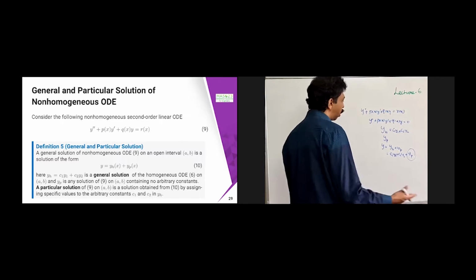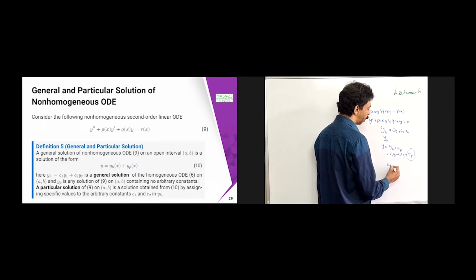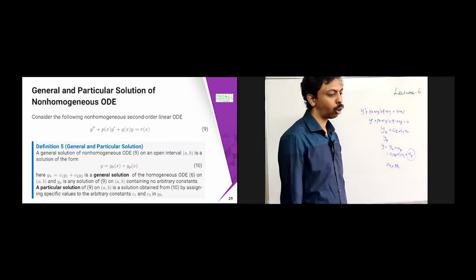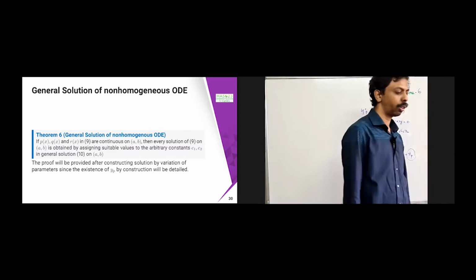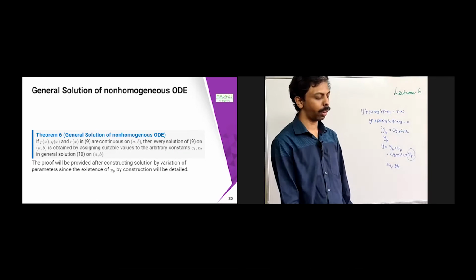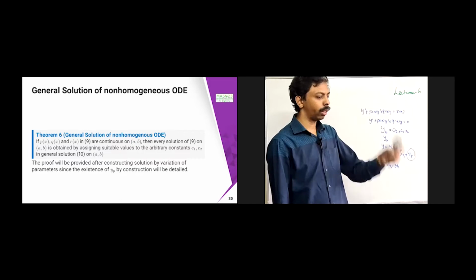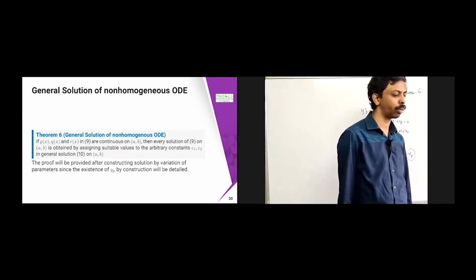If you want a particular solution, you can put specific values in the homogeneous part. For example, instead of C1 y1 plus C2 y2, I can put 2 y1 plus 3 y2, and that gives you the particular solution for the non-homogeneous ODE. So the general solution of the non-homogeneous ODE is stated again without proof. The proof of this theorem will be provided later, so we are going to see that.